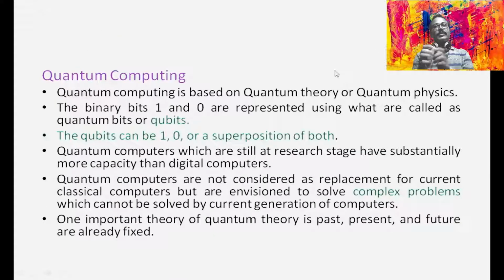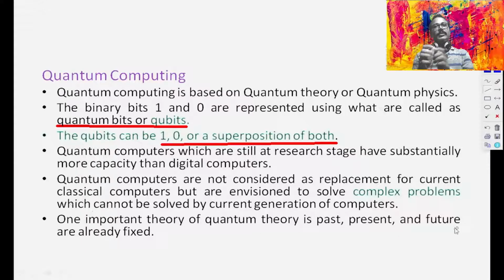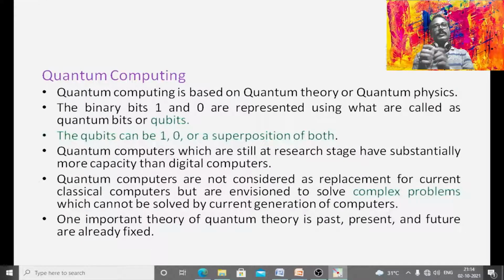And then I already told you about quantum computing and molecular computing. Quantum computing means you will be using what are called quantum bits or qubits: 1, 0, or superposition of both. They are used basically for solving complex problems. Since it is covered in the previous sessions, just moving forward.